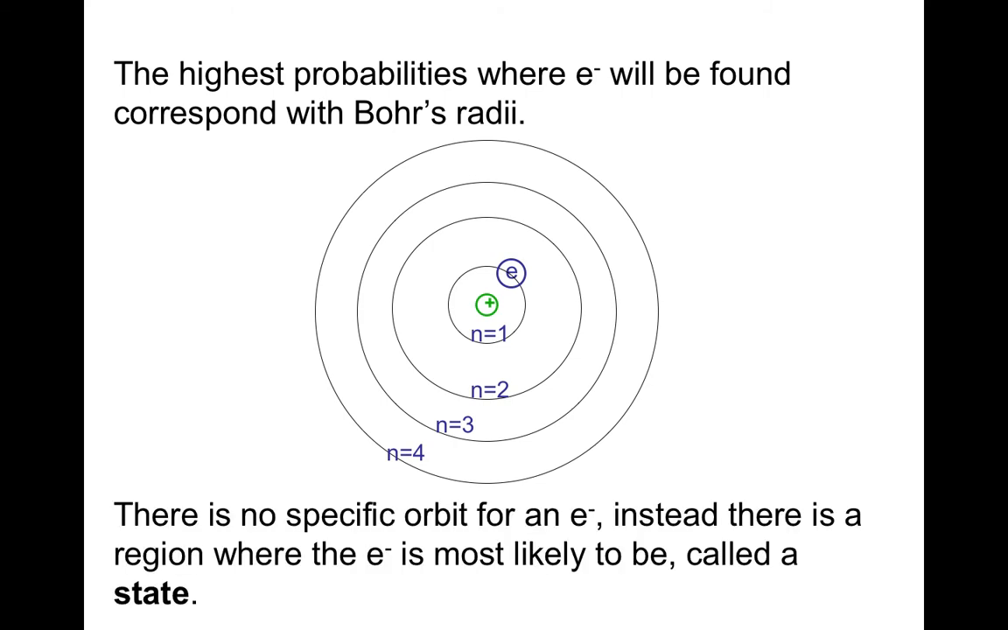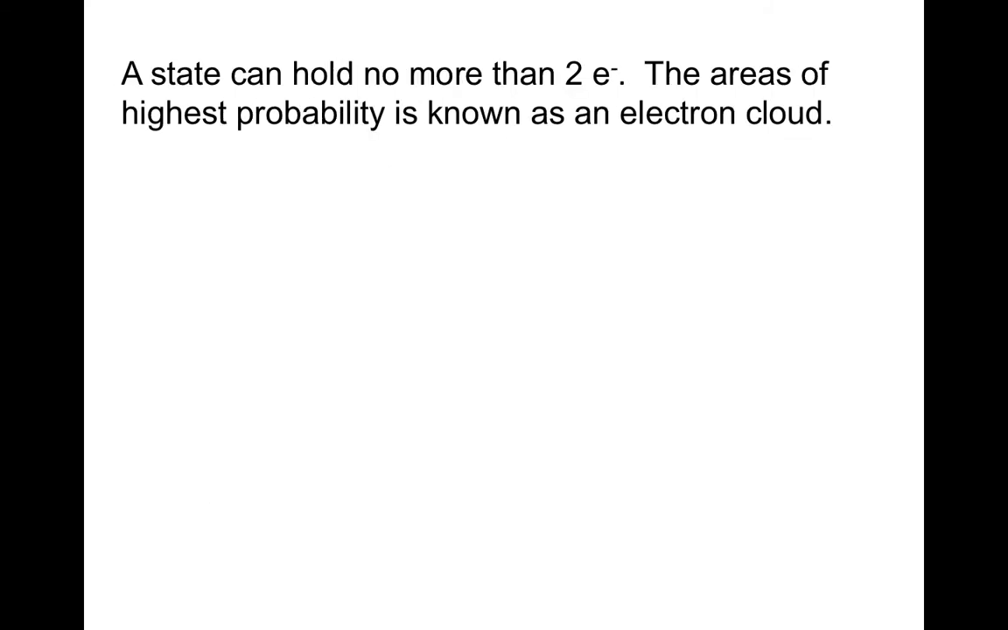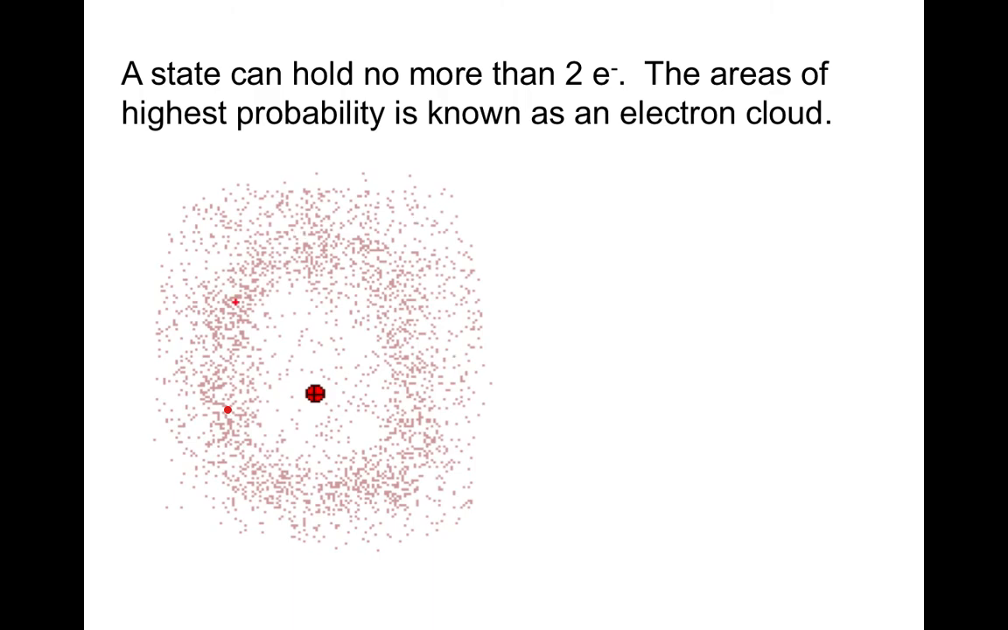Right, so we're kind of using a combination of these two models. Right? There is not a specific orbit for an electron. Instead, it's just a region where you will most likely find an electron, and we call that an energy state. Right? So we call it a state, not a specific level, and when it's in that state, it has a specific amount of energy associated with it. Now, one thing to note is that a state can hold no more than 2 electrons, and the area where you have the highest probability of finding an electron is called the electron cloud, right? The cloud model. So this is essentially what we're dealing with.